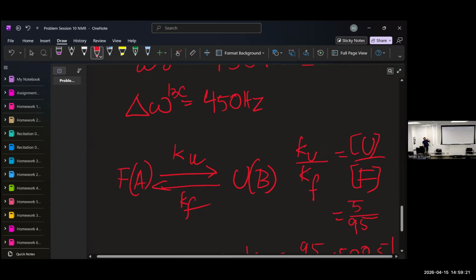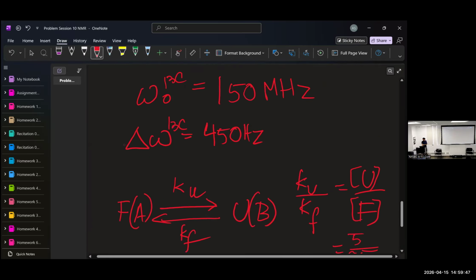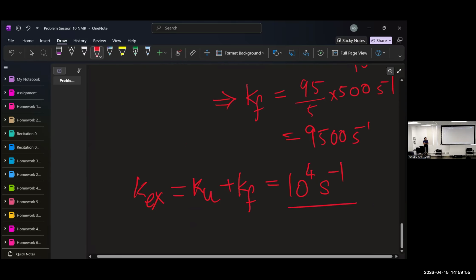Is this unfolding process, folding, reversible folding, unfolding process in fast exchange relative to the carbon isotopic exchange? Why? Very fast. If you compare the frequency, what did we give for the transmission? So 450 hertz versus the other one, 10,000 per second, right? That's 10,000 hertz, 1 kilohertz.